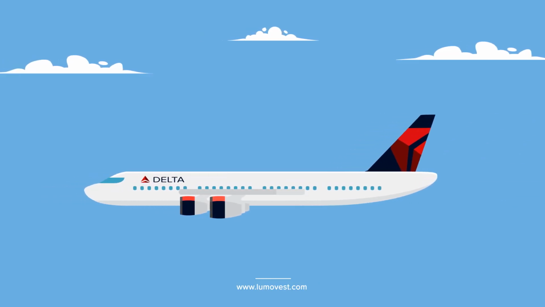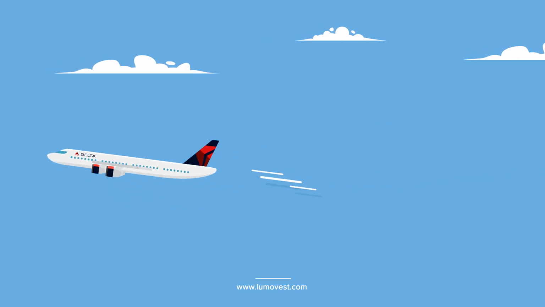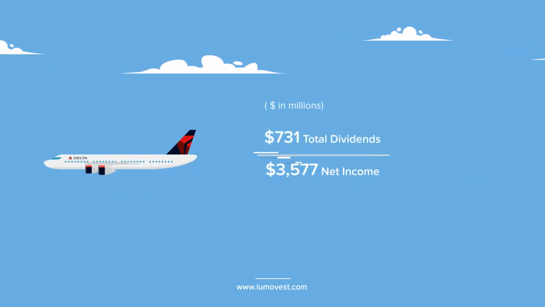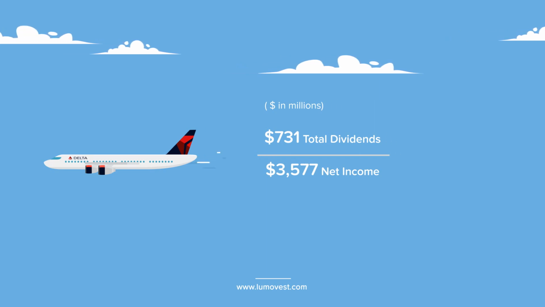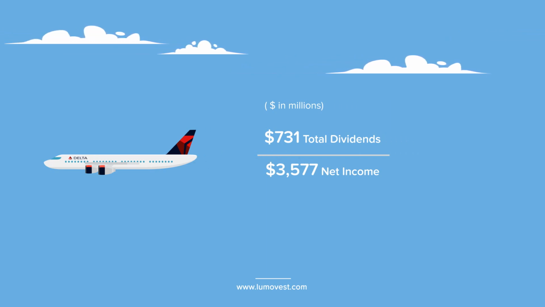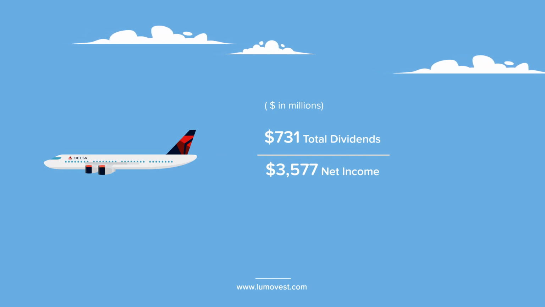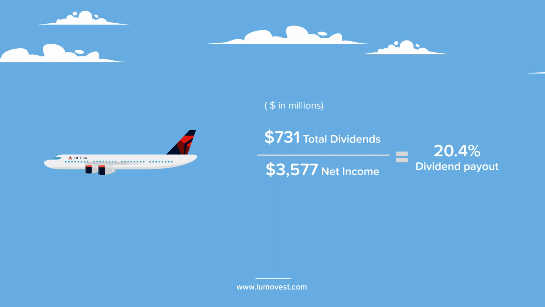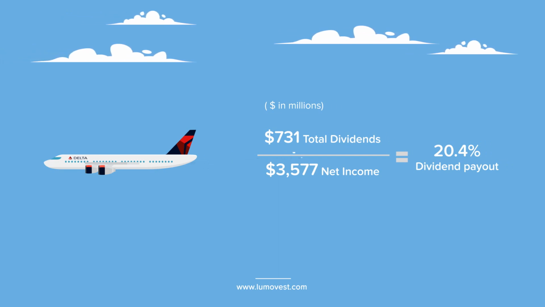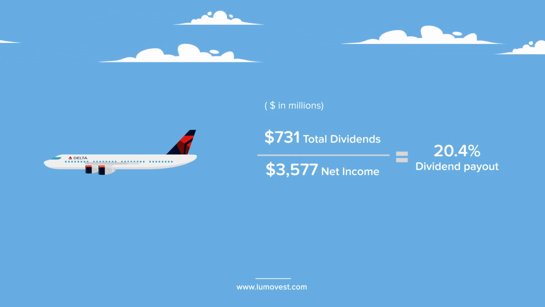As an example, in 2017, Delta Airlines generated $3,577 million in net income and paid $731 million in dividends. So using our formula, the dividend payout ratio comes out to be about 20.4%. Meaning that Delta paid out 20.4% of its corporate earnings to the shareholders in the form of dividends.